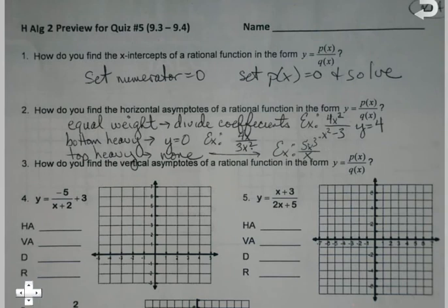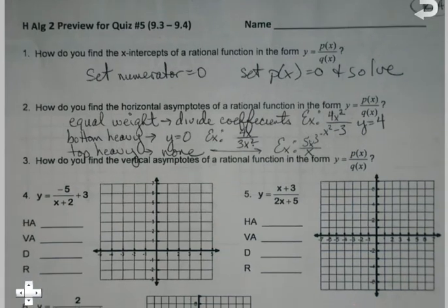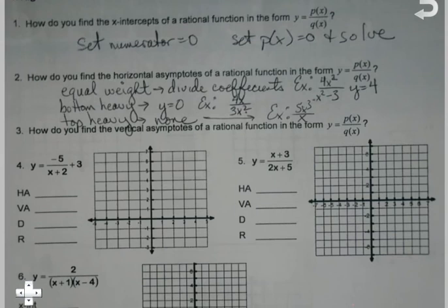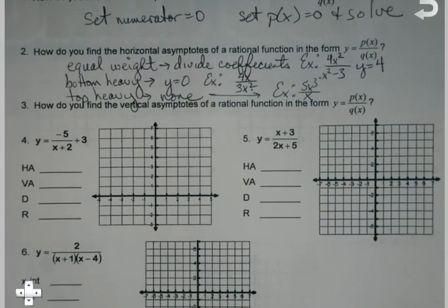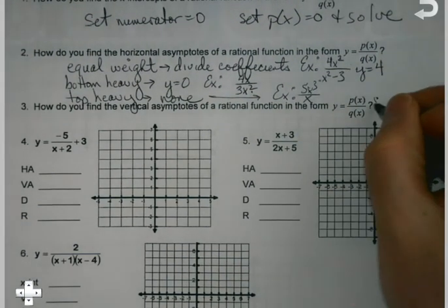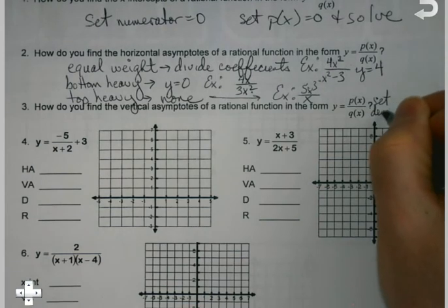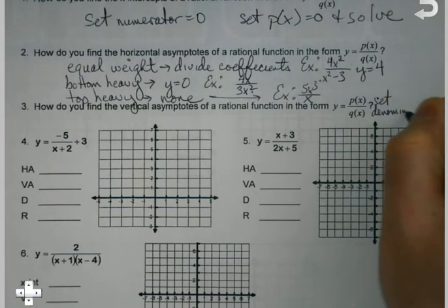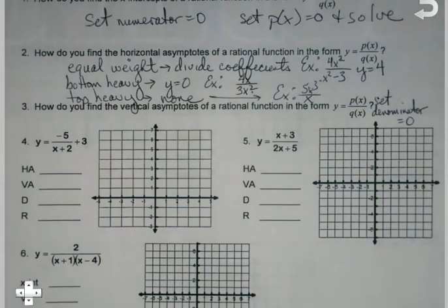Okay, so then we'll get to our next part. We actually get to do something now. How do you find the vertical asymptotes of a rational function? Okay, here, if I haven't peeked on my sheet yet, we're going to set the denominator equal to 0. And then again, I may have 1, I may have 2, I may have none. It depends on what my denominator is.